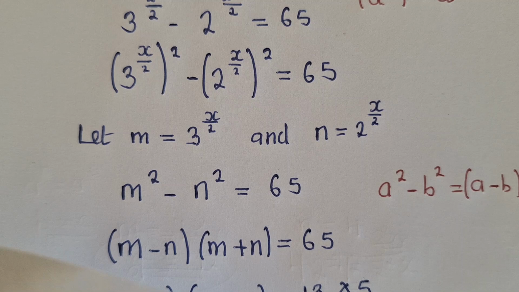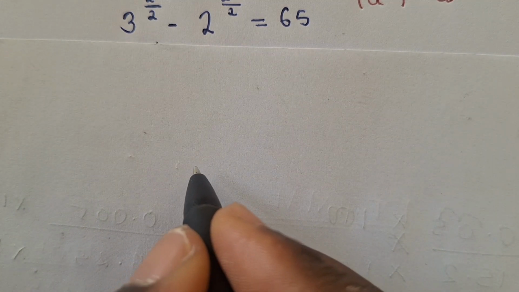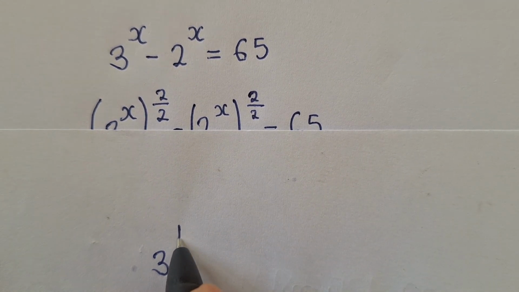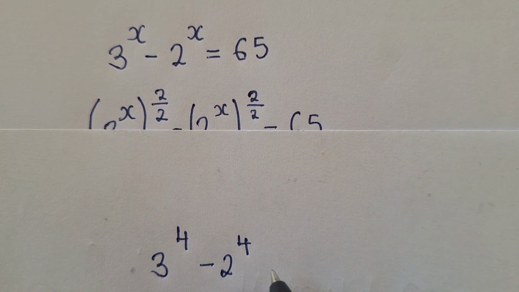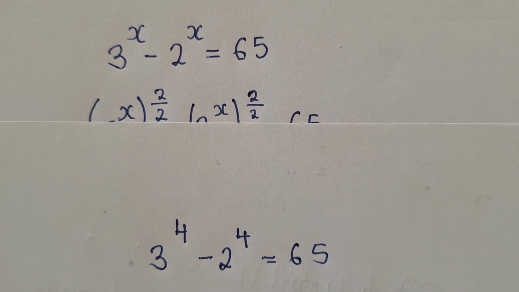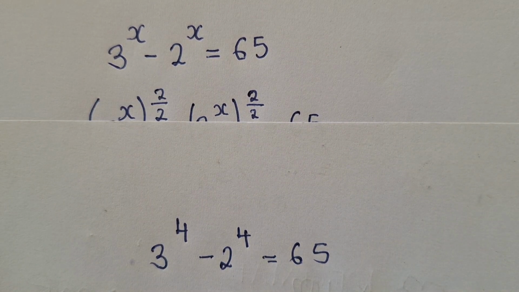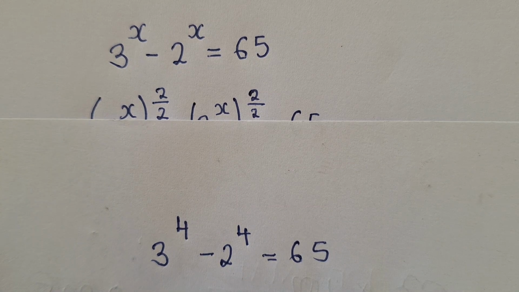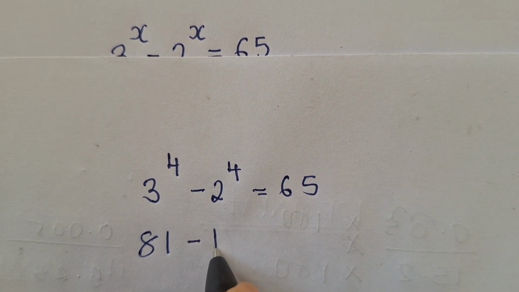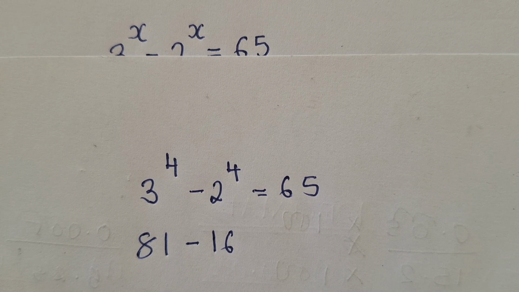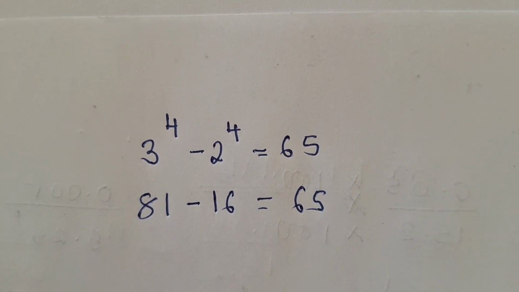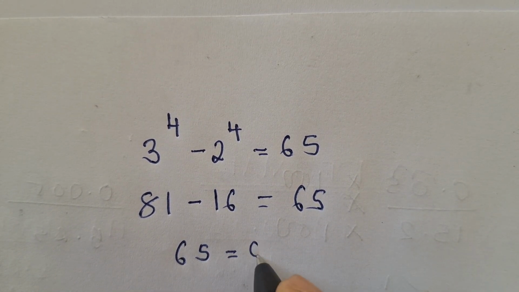We can try out. So when we write 3 power 4 minus 2 power 4 is equal to 65. So where there is x here, you write 4, because we know that the value of x is equal to 4. So when we say 3 power 4, we are getting 81 minus 16. So 81 minus 16, what is it giving us? It's giving us a 65. Because 2 power 4 is a 16. This is 65 is equal to 65.